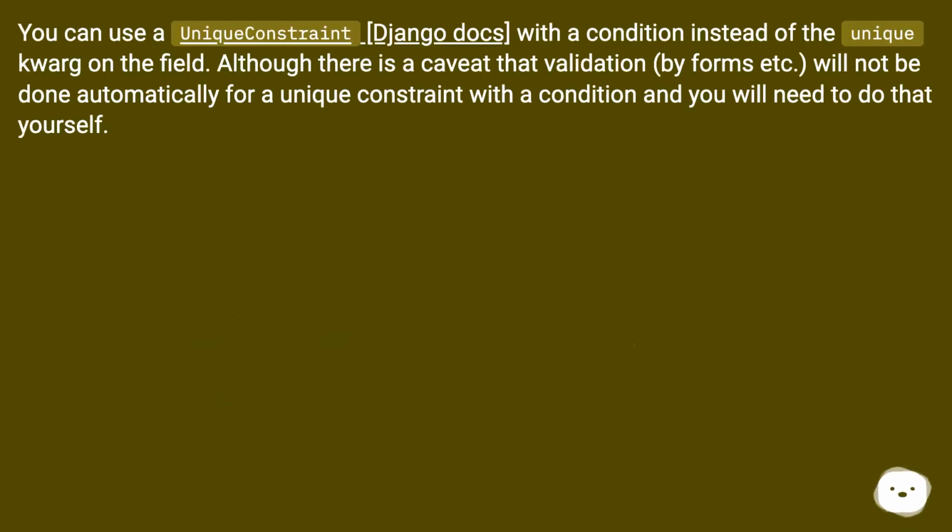You can use a unique constraint (Django docs) with a condition instead of the unique=True on the field. Although there is a caveat that validation, by forms etc., will not be done automatically for a unique constraint with a condition, and you will need to do that yourself.